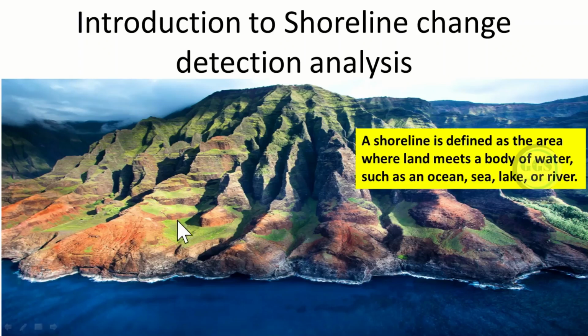If you look at this very image, you can see this is body of water and this is land. So the area where land and water meet is what we refer to as shoreline. You can see my cursor. This line or area where the water meets the land mass is called shoreline.